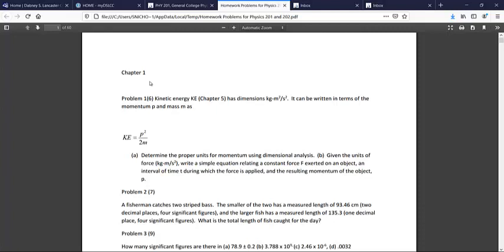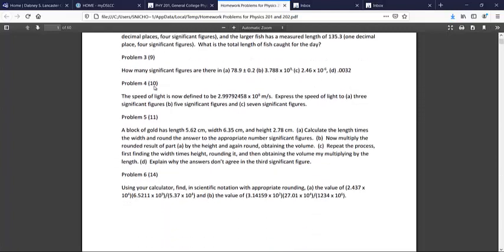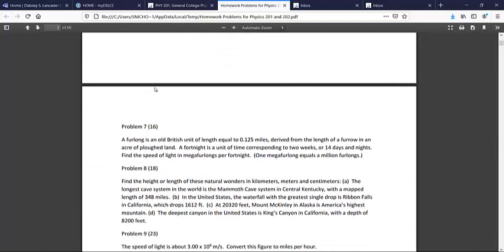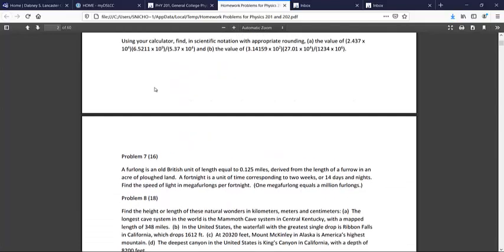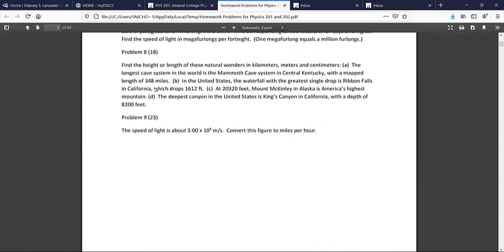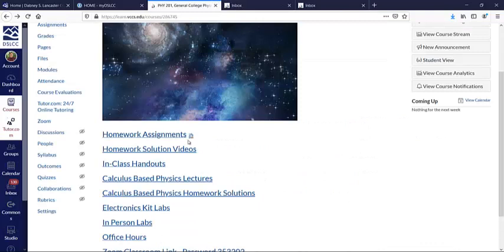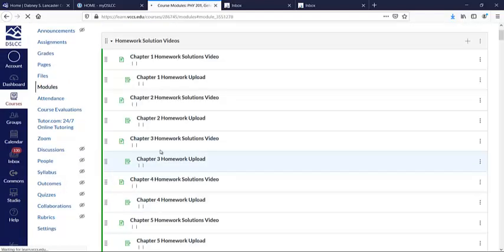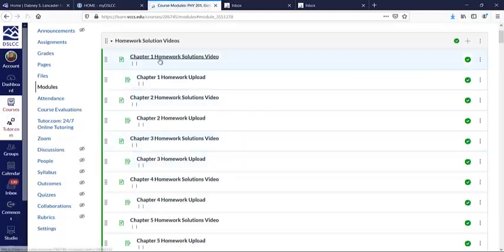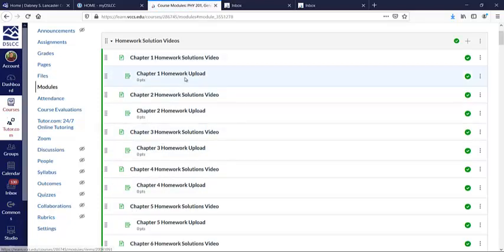So there's this PDF file with homework from the different chapters. And so, for example, the first chapter has 9 problems. And so you will do the homework according to this file. Just like with calculus, there are videos for the homework. So this will give you a list of the solution videos, and this is where you upload your physics homework.